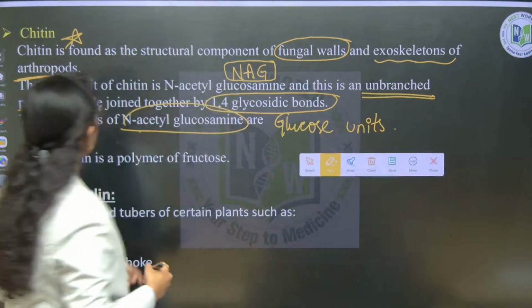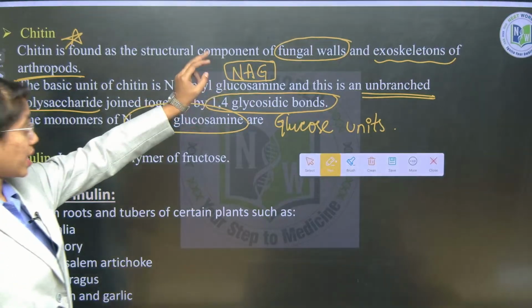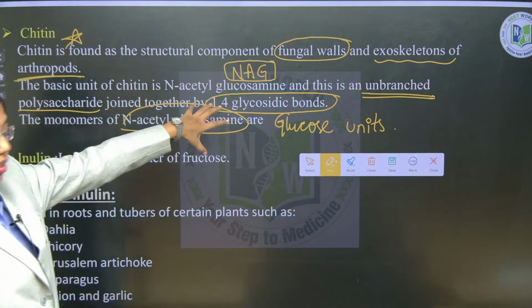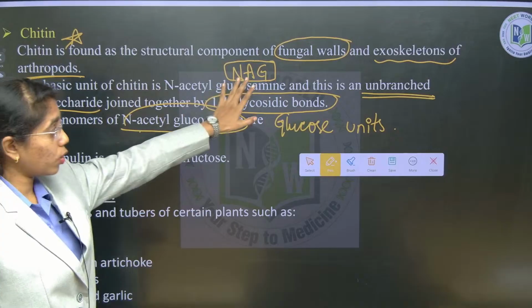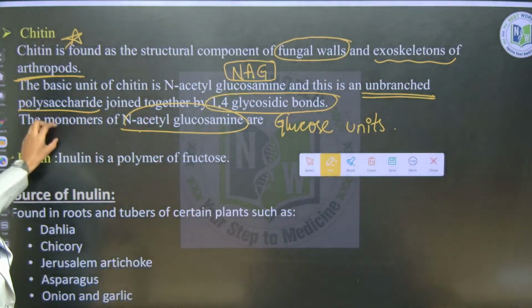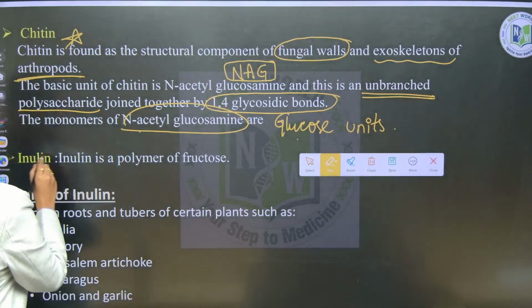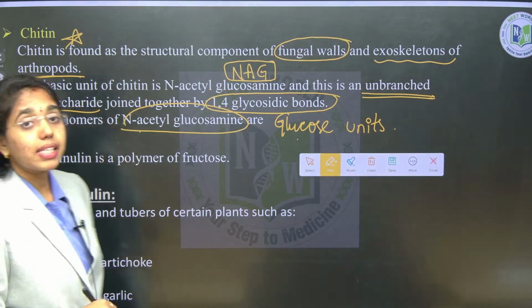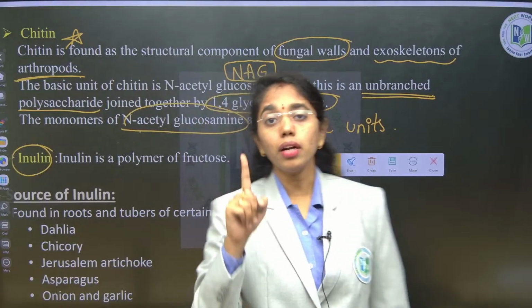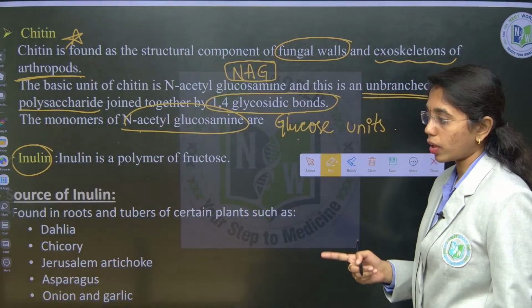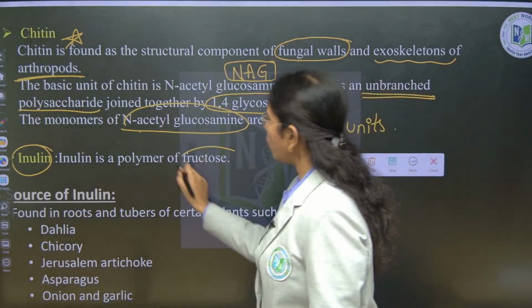Fine, right? So, chitin, where is it present and what are the units that are present? N-acetyl glucosamine units, and they further consist of monomers, those are glucose. Next, inulin. Inulin, this is a polymer of what? Monosaccharide, that is fructose. Inulin is a polymer of fructose.